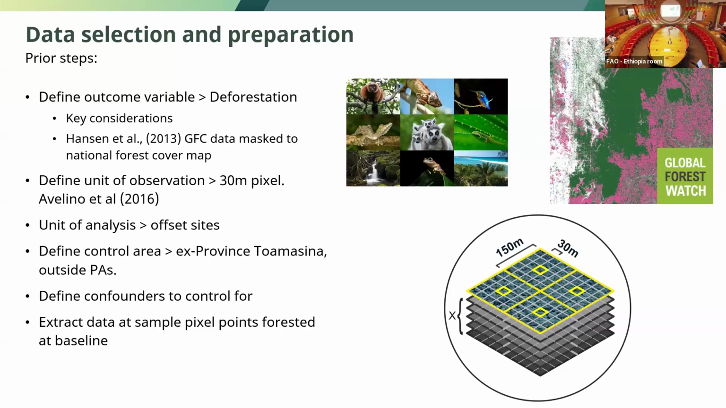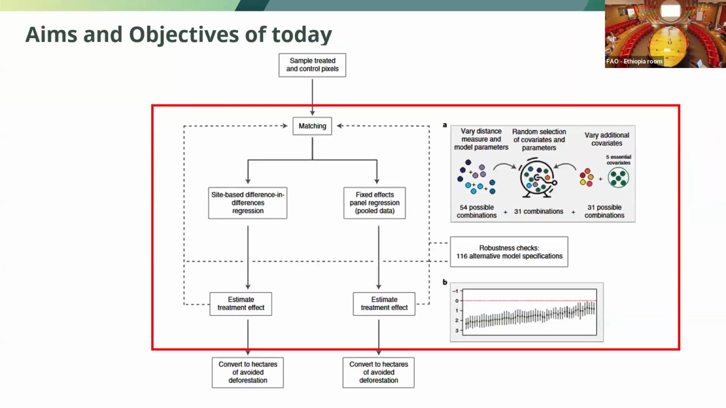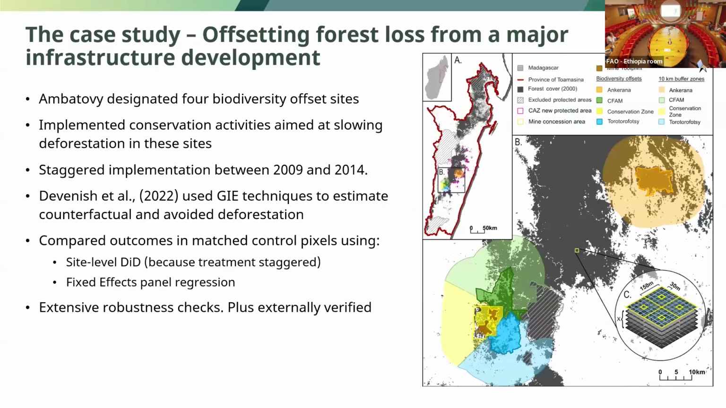The control area is we set as this whole province or X province. And so we sample pixels from this province that were forested at baseline in 2000, outside protected areas, and outside the 10-kilometer buffer zone around the offsets to try and make sure that our control sample is not impacted by spillovers.